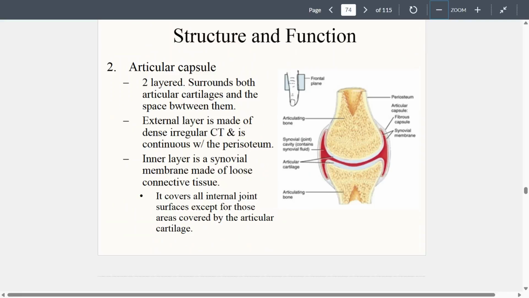It is going to cover the entire lining of everything that's in the capsule except for where there is cartilage. So any exposed bone, the outer membrane, all of that will be covered by the synovial membrane.